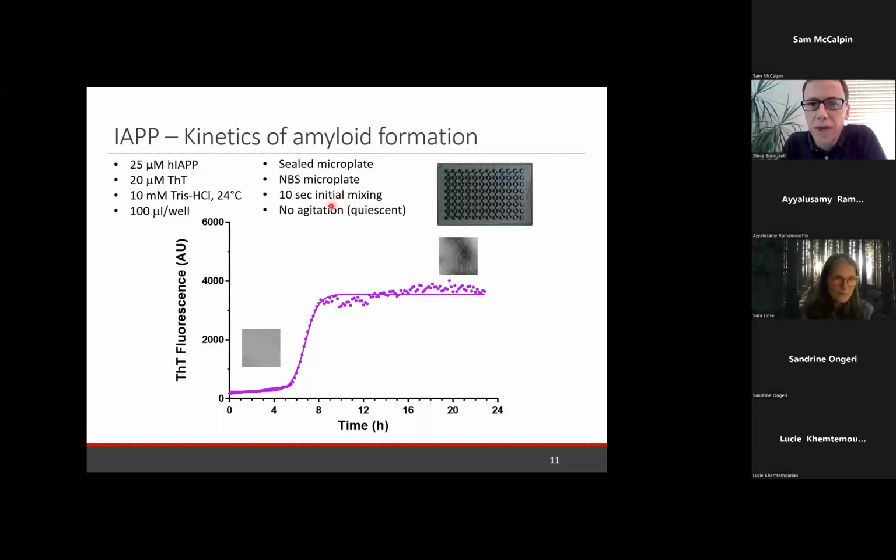We do an initial mixing, and we have no agitation. So no agitation between each reading. I mean, everyone that gets in the lab, and I'm sure that if you follow this specific protocol, you will get something similar to that, with a lag time around 4 to 6 hours.